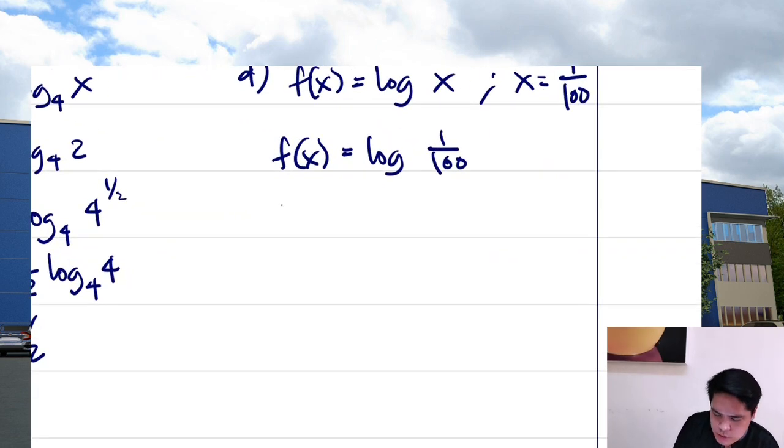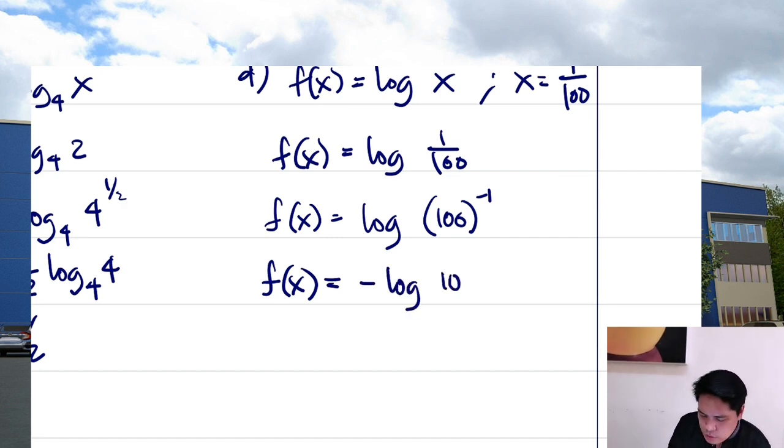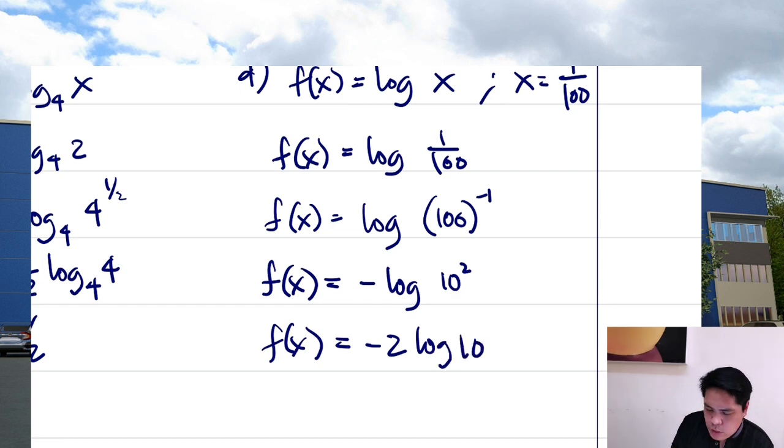So how do we solve this? First, let me rewrite this to logarithm of 100 raised to negative 1. So if we transfer the exponent negative 1 and make it as a coefficient, this will become equal to negative logarithm of 100. And 100 is 10 squared, right? So magiging f of x is equal to negative 2 logarithm of 10. And logarithm of 10 is equal to 1 kasi yung base niya dito is 10. Okay? So the answer is just negative 2.